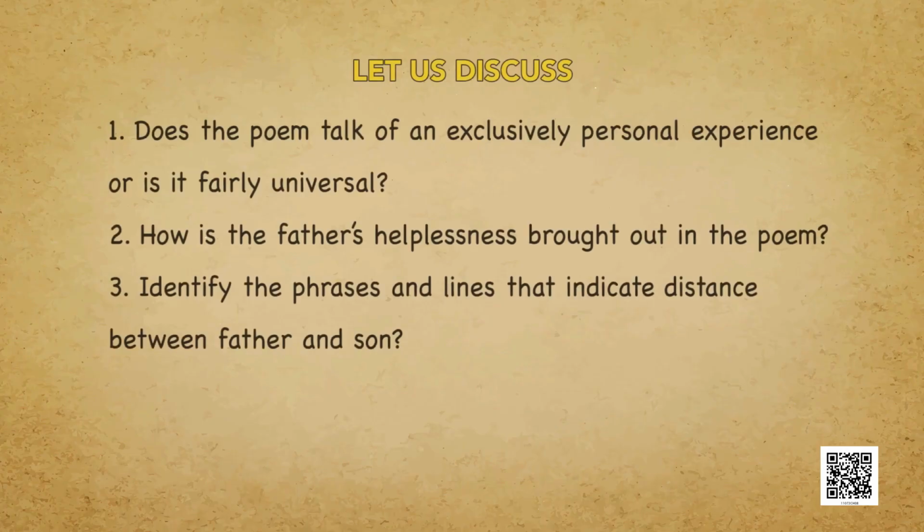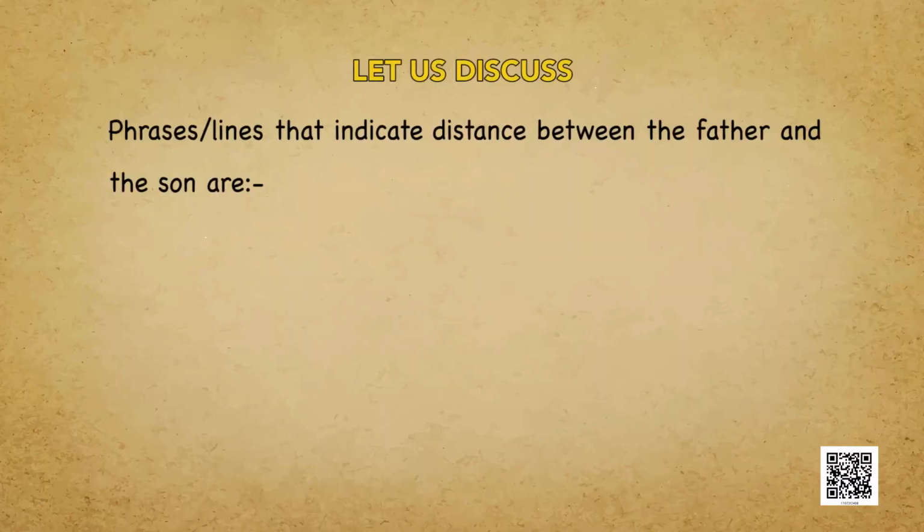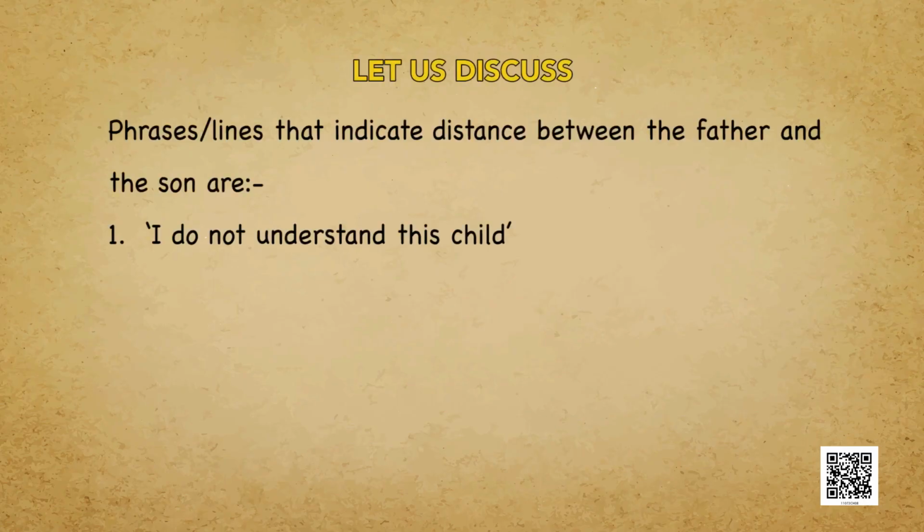The third question: identify the phrases and lines that indicate distance between father and son. For this, you have to go back to your poem on page 85. I am giving you 30 seconds. Quickly go through your poem and underline the phrases that indicate distance between father and son. Have you done it? Shall I share mine with you?